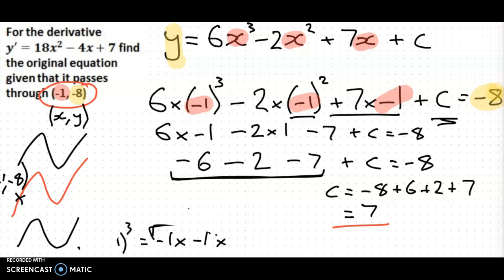Now, if we've just written down that, we haven't got our final answer, because now we know that c equals 7. We have to now rewrite what that original function is. So we're just going to rewrite what we've got up the top.